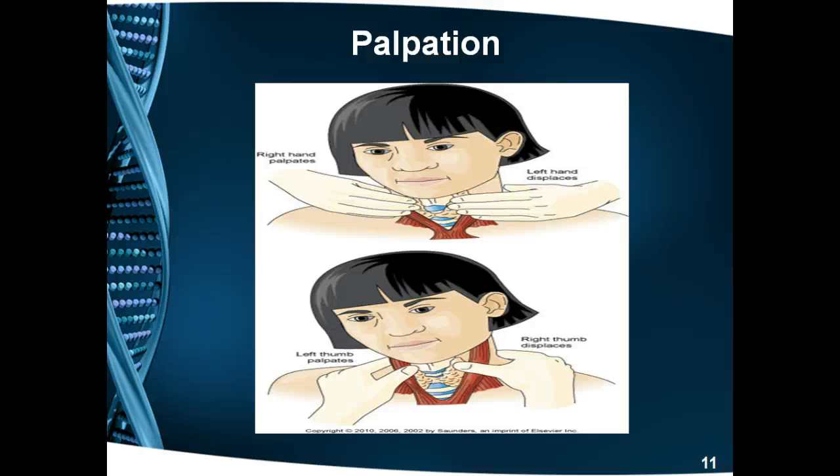To examine the thyroid, proceed in this way. Turn the patient's head to the right. Displace the thyroid cartilage to the right with the fingers of your left hand. Palpate the right lobe with your right hand, and then reverse this procedure to examine the left lobe. And that's basically how you do it.